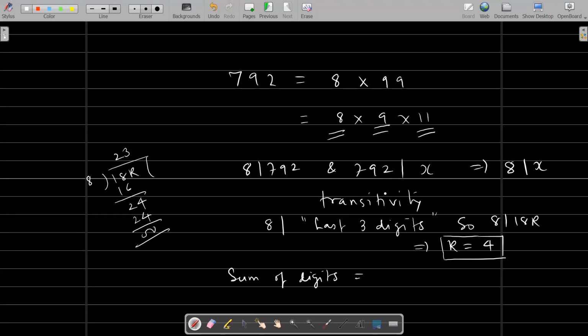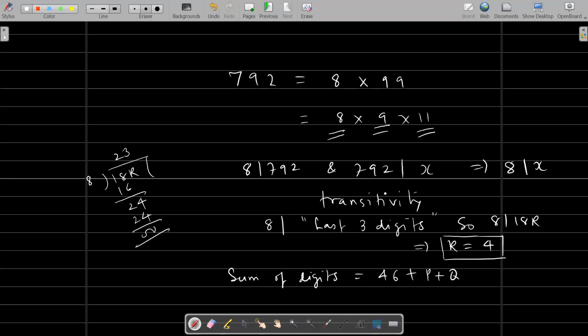And since the sum of the digits should be divisible by 9, we get that 46 plus P plus Q is divisible by 9. So P plus Q must be 8. 46 plus P plus Q.